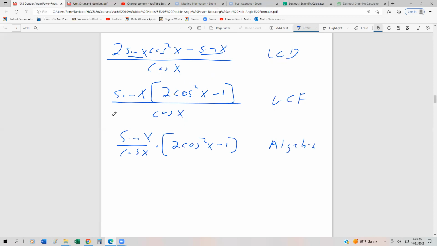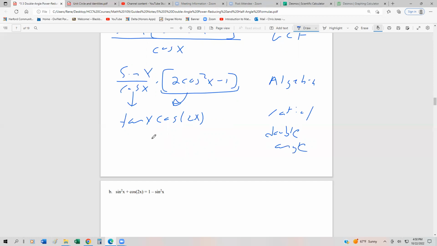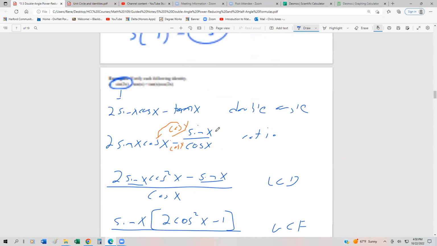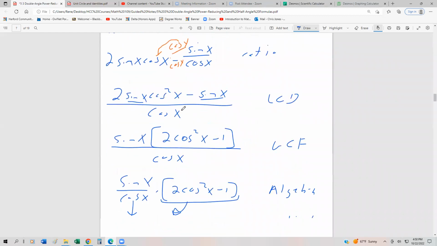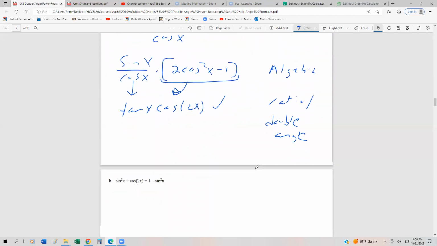And then we know that sine over cos is tangent of x. So this is our tangent of x, and this is going to be our double angle for cosine. That's just our ratio identity as well as our double angle identity. And I think we're done because that's exactly what we needed to show: tan x cos 2x. So we verified the identity.